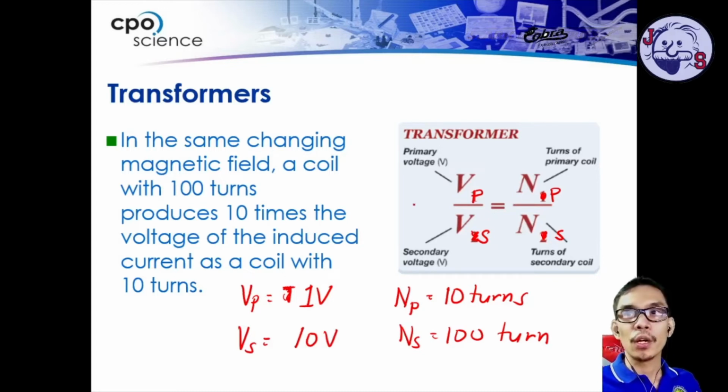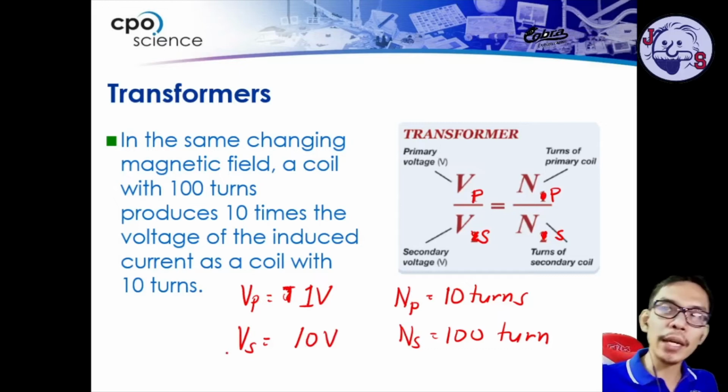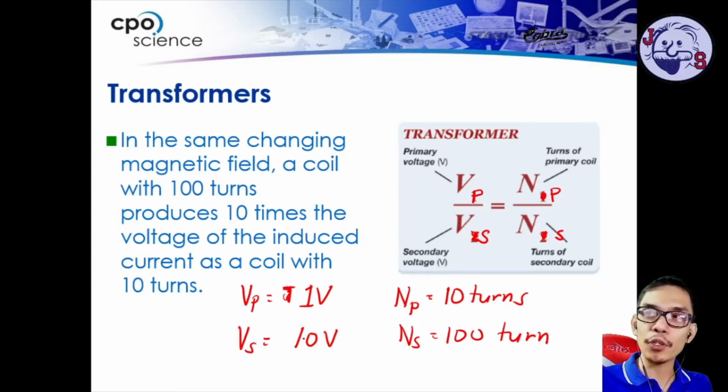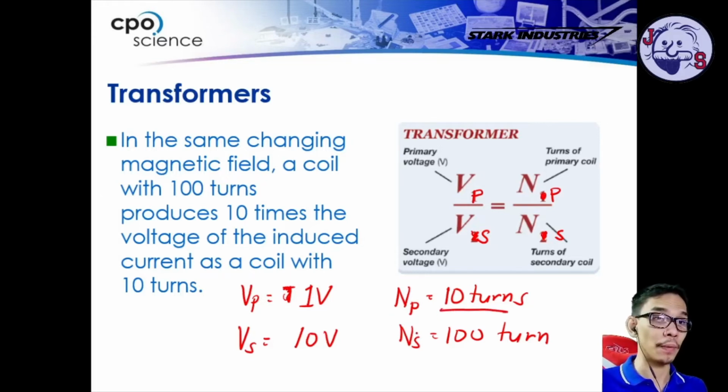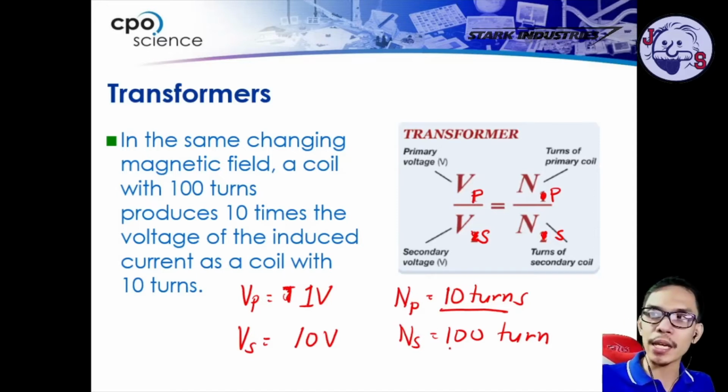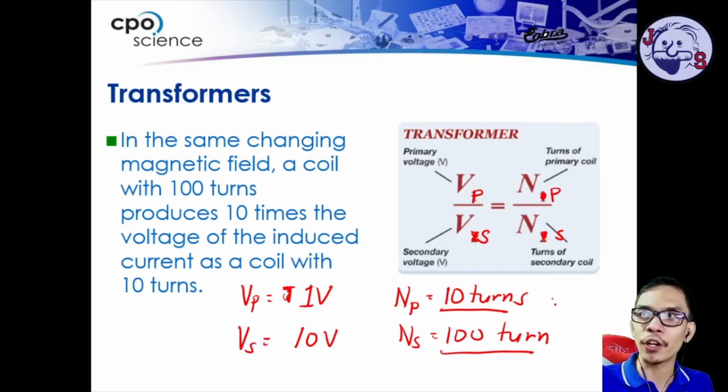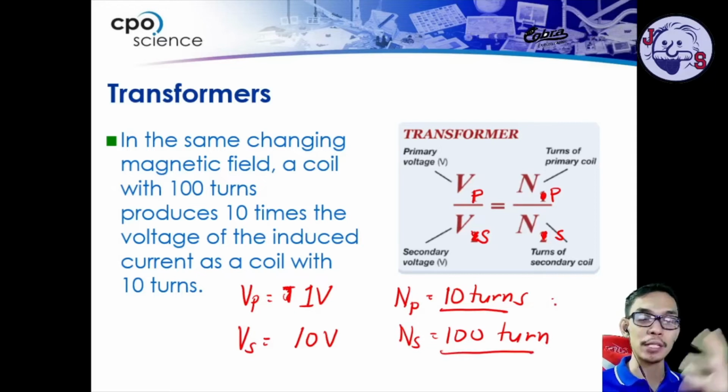So, 10 volts. Meaning to say, in the secondary coil, you can produce a 10 volt current with just 10 turns on your primary coil, as long as the secondary coil has more turns than your primary coil. Alright, so that's the idea.